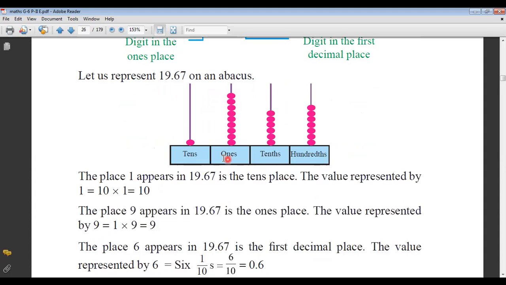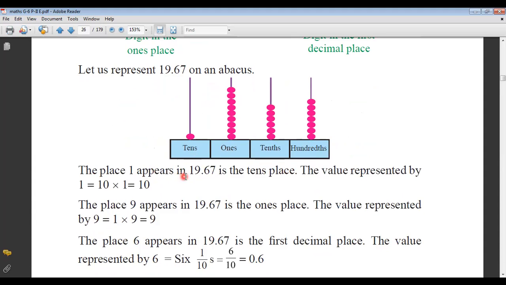The place 1 appears in 19.67 is the tens place. The value represented by 1 equals 10. Now what is the value of this? 10. Okay, what is the value of this? There is 1 multiplied by 9, so it is 9. Okay, there are 9. Now, what is the value of this?